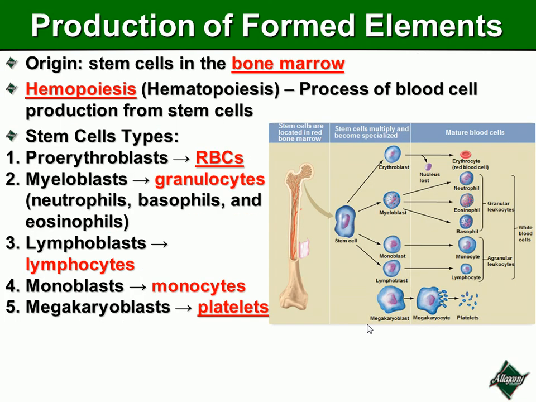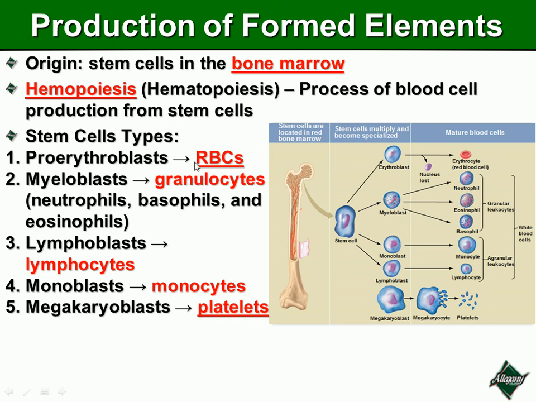So let's talk about the production of these cells inside the body. All of these cells or cell fragments originate from the bone marrow. The process of forming these cells or cell fragments is called hematopoiesis, or also hemopoiesis. So the process of forming all these blood cells from the stem cells within the bone marrow is called hematopoiesis or hemopoiesis. Okay, so inside the bone marrow, you find these five types of stem cells.